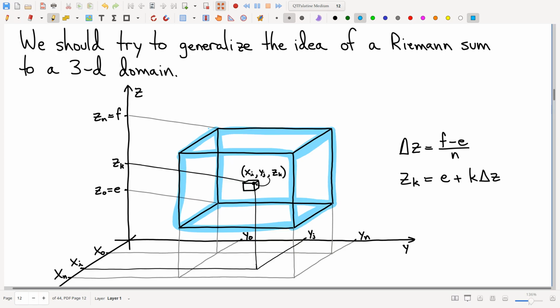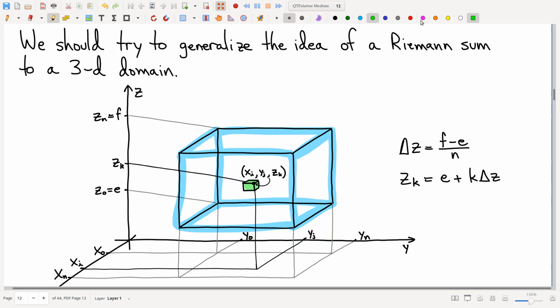All right, well, what do those little pieces look like? The little pieces look like this. They're not sub-intervals. They're not sub-rectangles. They're now sub-boxes, maybe, I think would be a reasonable thing to call them, right? Sub-boxes.